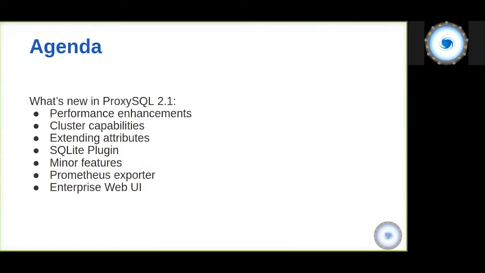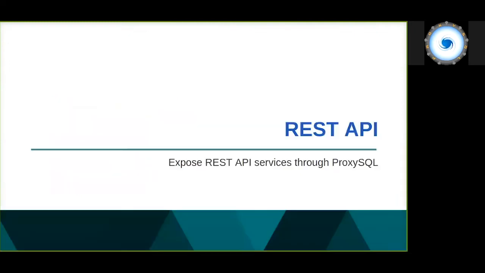Instead, what is new in ProxySQL 2.1? We're going to discuss briefly performance enhancements, all the new cluster capabilities, extended attributes, the SQLite plugin, very interesting features, other minor features that have been introduced in the same version, and the Prometheus exporter and enterprise web UI. Those are a very big deal related to ProxySQL 2.1. Now, let's start with the REST API first and foremost.